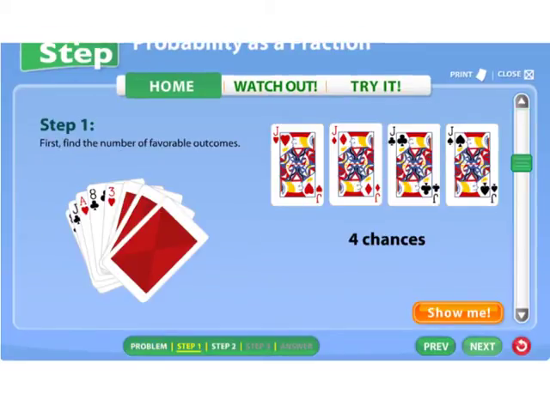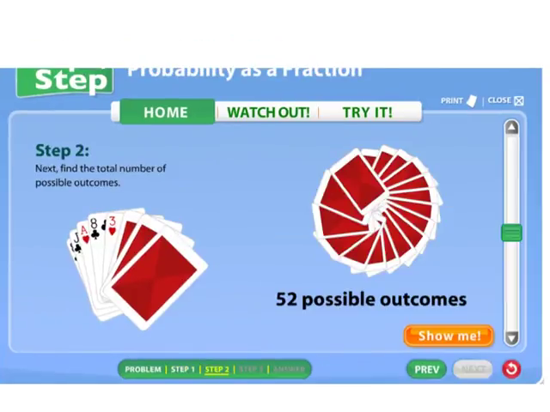First, find the number of favorable outcomes. I know that each deck of cards has 4 jacks. That means I have 4 favorable outcomes, or 4 chances. Next, we need to figure out the number of possible outcomes. There are 52 cards in a deck, and I have an equal chance of picking any one of them. So that means there are 52 possible outcomes.